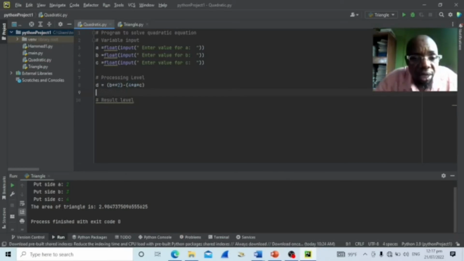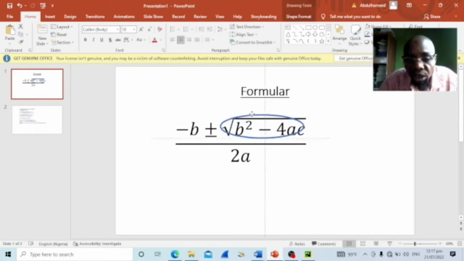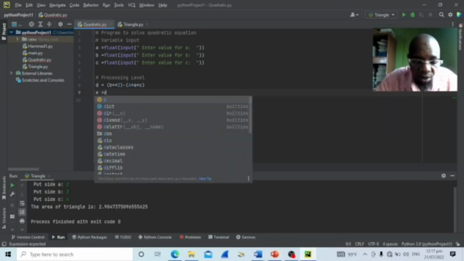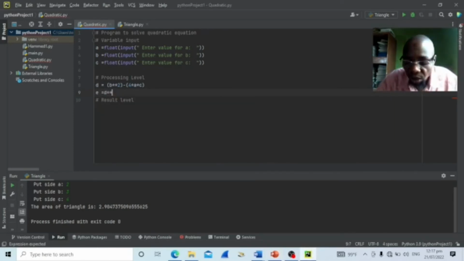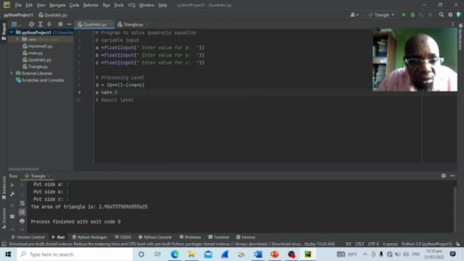So that's all. Then the next one, let's say e, to be the square root. The aspect we want to take care of now is this. Under here, we are now shifting our arrow to the square root per se. This square root is very important. So here we are going to say d to the power of 0.5, and that is all.